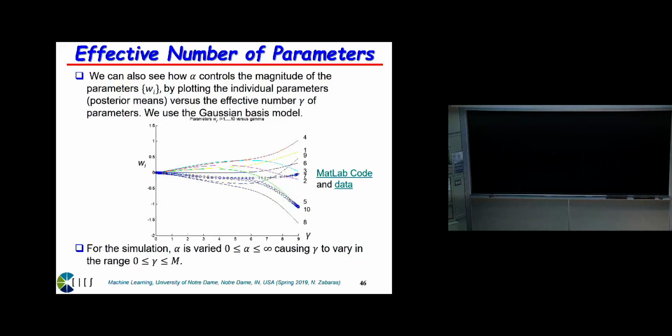Okay, this is just a model that shows you when you play with the effective number of parameters, you can actually see that gamma goes basically from 0 all the way up to m. M is here 10. Okay, so this is the same example, basically, just plotting something else.